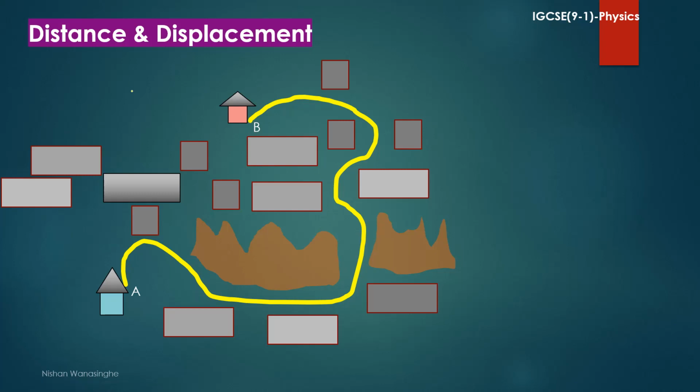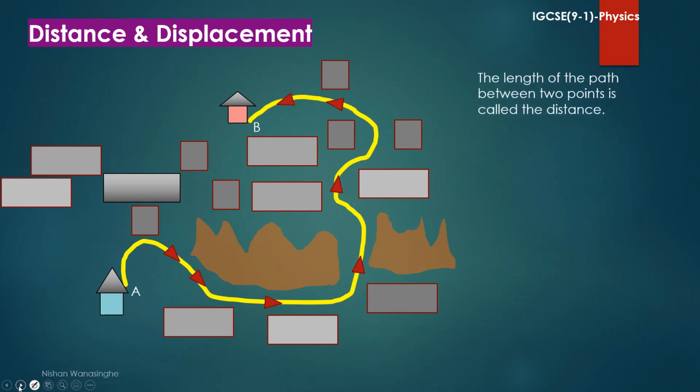Here is another explanation. Suppose you are moving from A to B, so you can see the path. There are buildings, mountains, right? The yellow path is the road. If you move from A to B, you have to change your direction, right? There is no specific direction. So that we call distance. The length of the path between two points is called the distance, and distance has no specific direction.